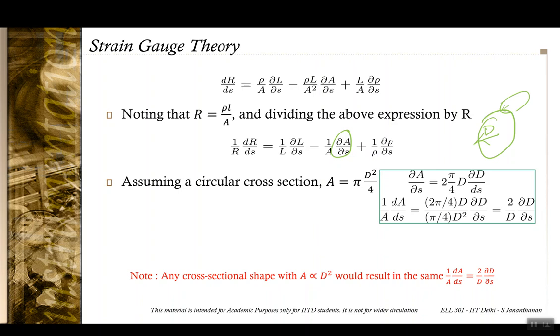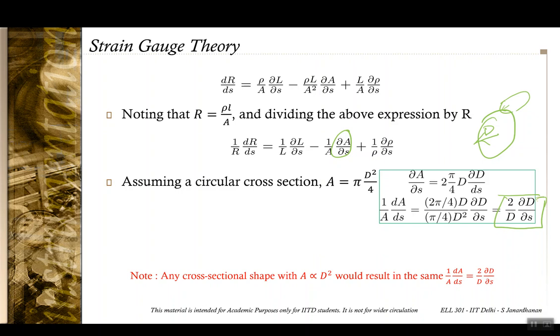Okay, so we want to translate ∂I/∂S into ∂D/∂S, or 1/A ∂I/∂S into ∂D/∂S. Okay, so what is ∂I/∂S? If we assume a cross-sectional area that is circular, it's related to the diameter in this relationship. So 1/A ∂I/∂S can be written as 2/D ∂D/∂S.